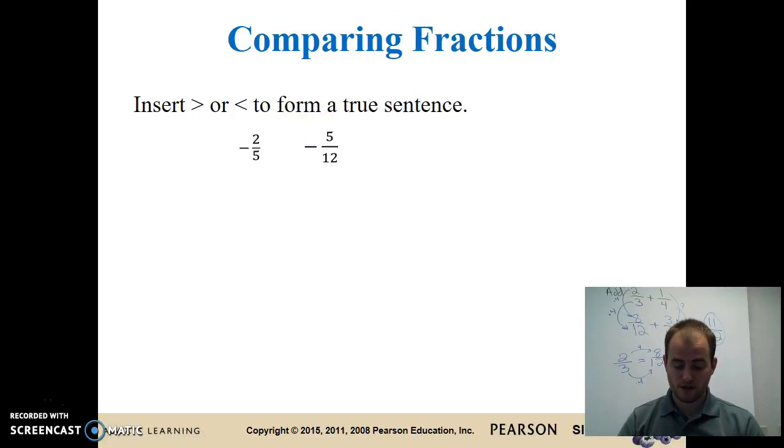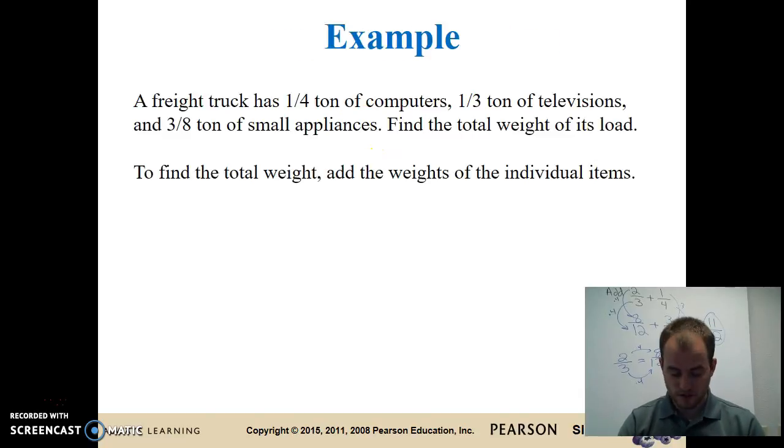All right, why don't you try to do letter C on your own? What's larger, -2/5 or -5/12? Okay, you'll also see a couple examples of what you'll have on your homework with some story problems.